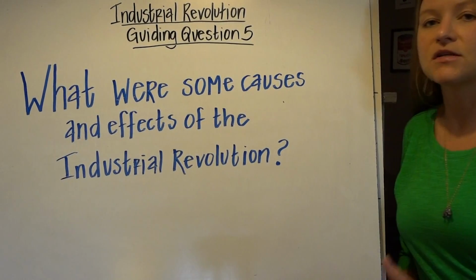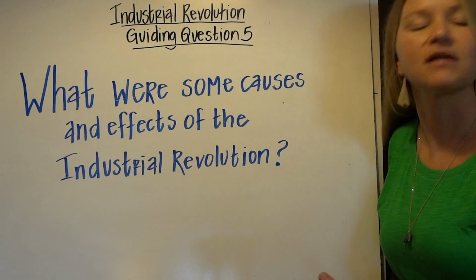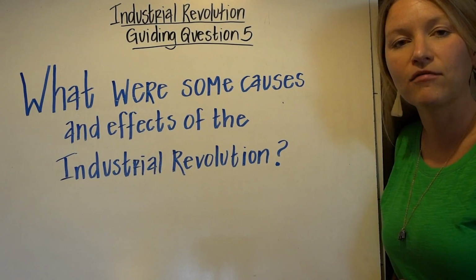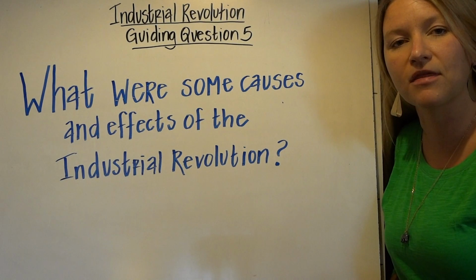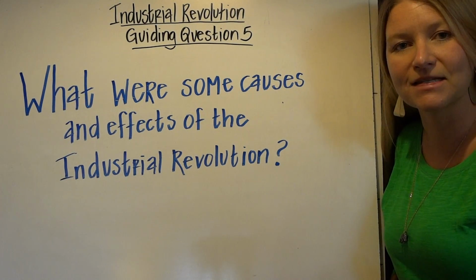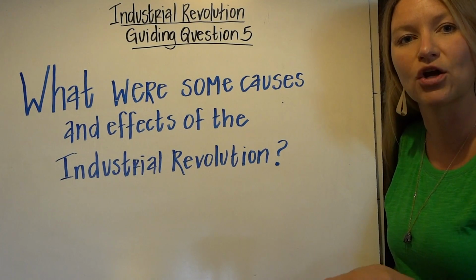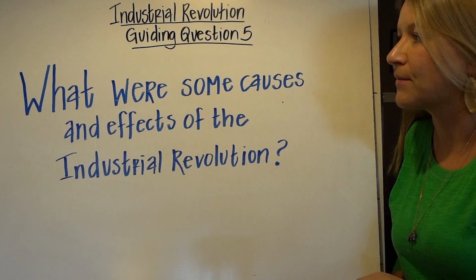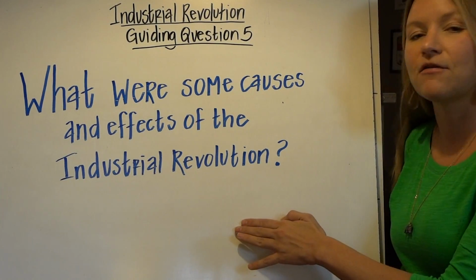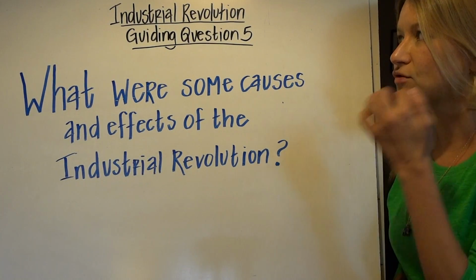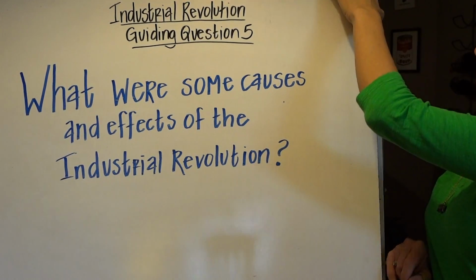The last topic I want us to look at with the Industrial Revolution is some of the causes and effects. We know that the Industrial Revolution had a huge impact on American history, but we want to look into some of the things that led into that industrial process. And then, of course, we want to look at some of the things that occurred coming out of industrialization. So what I want you to keep in mind is, what were some causes and effects of the Industrial Revolution? Keep that guided question in mind as we go throughout this presentation.